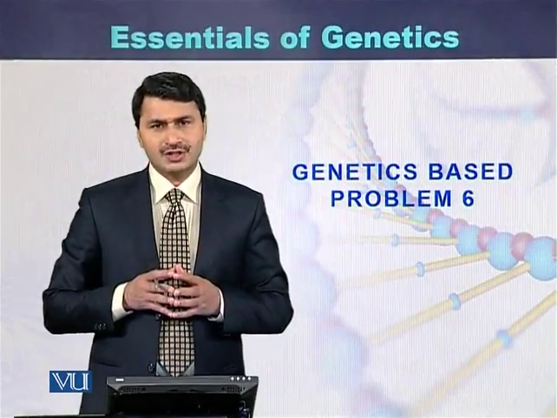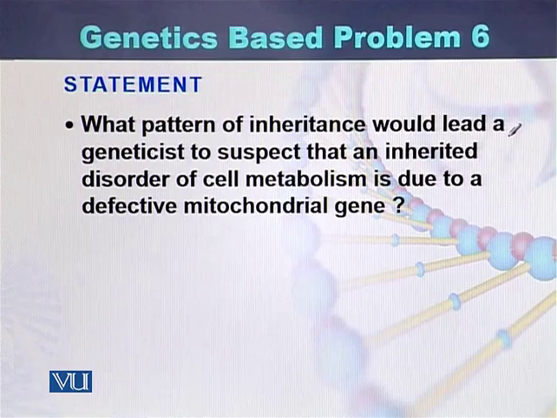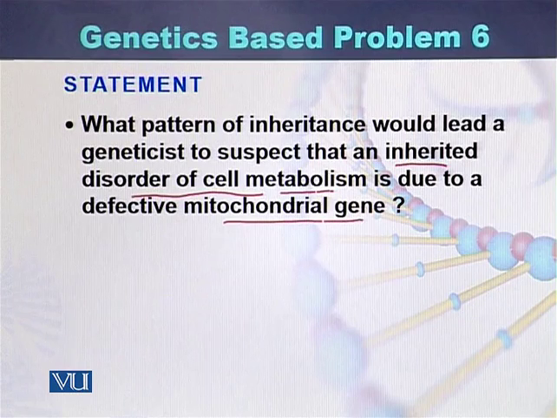Genetics-based problem 6. In this problem, we have to identify what would be the pattern of inheritance to suspect that an inherited disorder of cell metabolism is due to a defective mitochondrial gene. So there is a disease. That disease is due to the defective mitochondrial gene, or there is a mutation in the mitochondrial gene, and we have to identify what would be the pattern of inheritance.